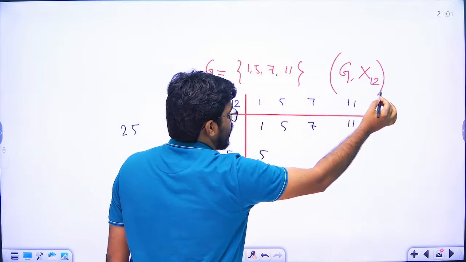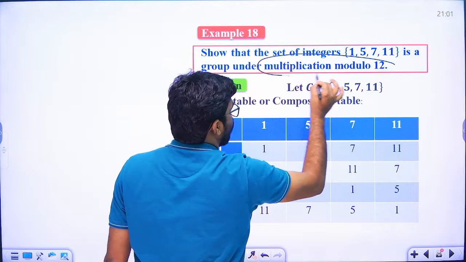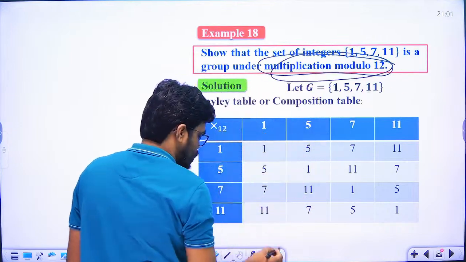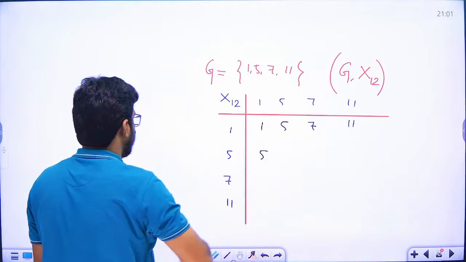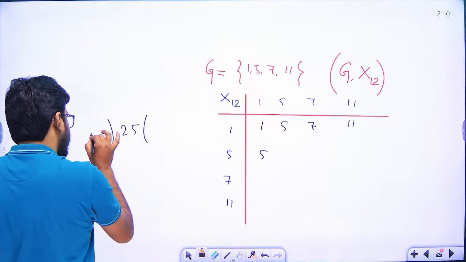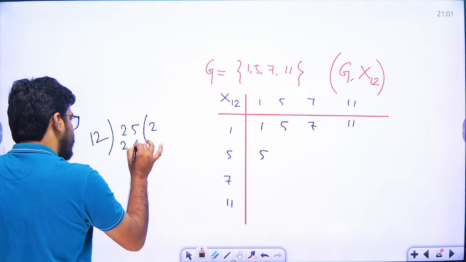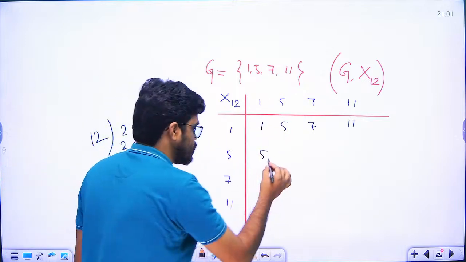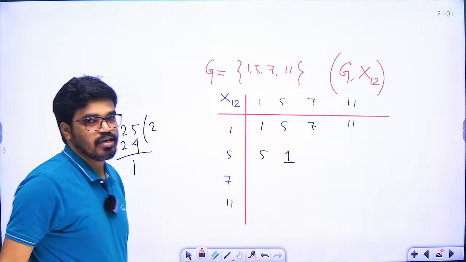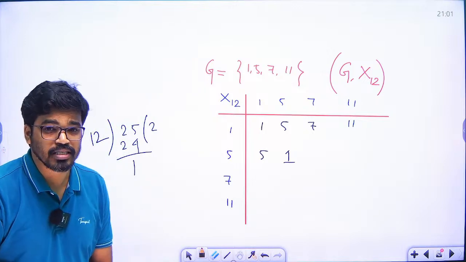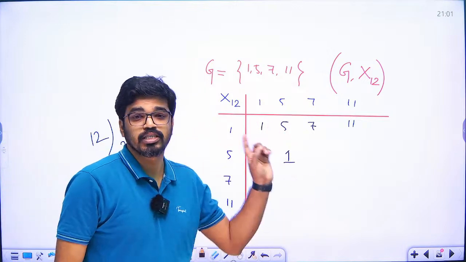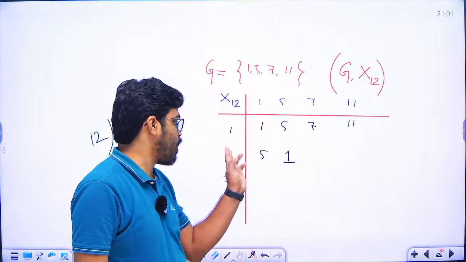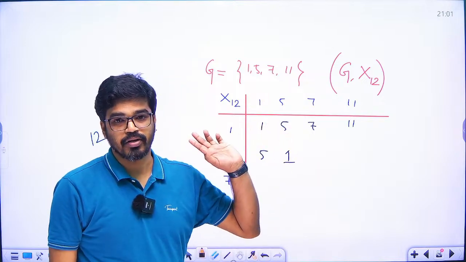Multiplication modulo 12. So we divide by 12. 25 divided by 12, what will be the remainder? 1. So 5 into 5 is basically 1, not 25. In the modular system, this is not 25. So this is 1. Getting my point? So 5 into 5 is 1, right?